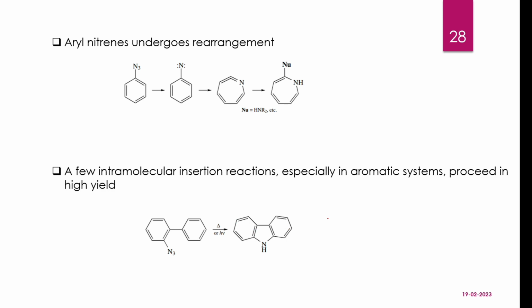Next, aryl nitrene undergoes rearrangement. When it is aryl nitrene, like some aryl group is here, similarly to the alkyl case where the alkyl group is migrating, in the case of aryl group also the ring bond will migrate. So after this nitrene formation, this ring will migrate from here, and it will come here, giving us this type of complex. When a nucleophile is added, it will attack here, and a cyclic amine kind of system will generate. Okay.